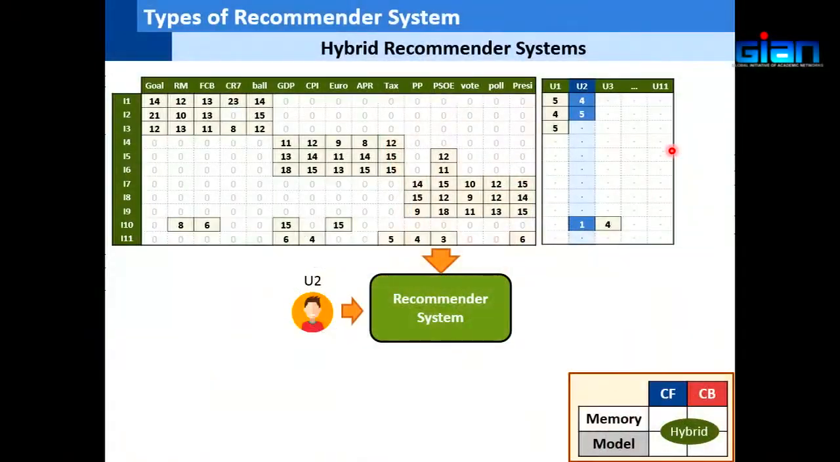Okay, very well. So here, for example, we are dealing with the user U2, so we are interested in this column. We know that the user U2 has rated the item I1 with value 4, the item I2 with value 5, and the item I10 with value 1. Can you see it?